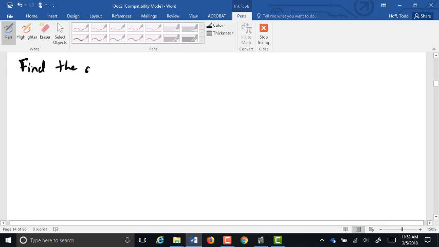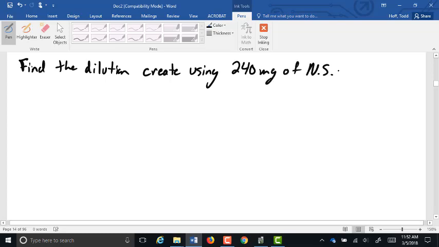So let's look at find the dilution created using 240 milligrams of NS to create 300 milligrams of solution.